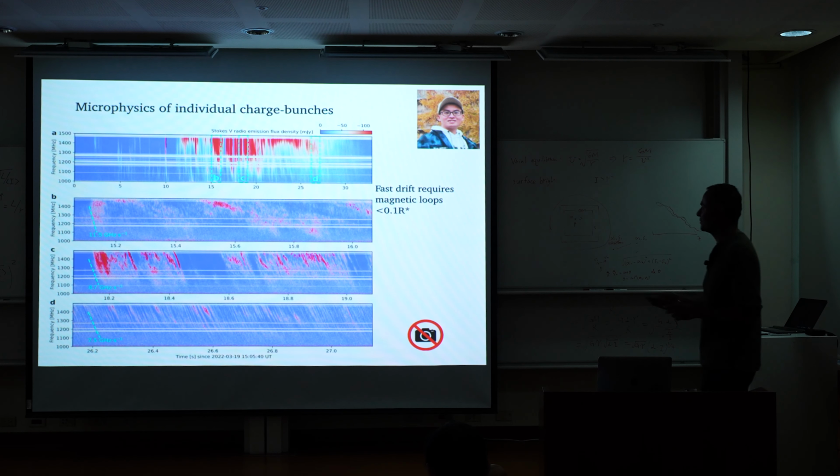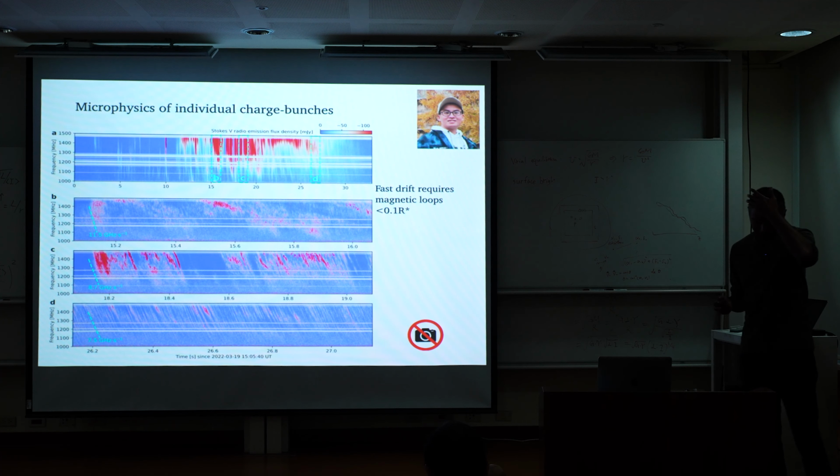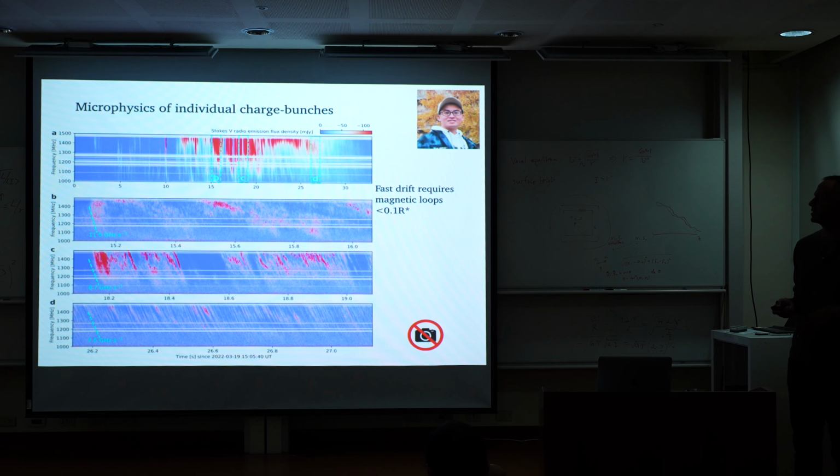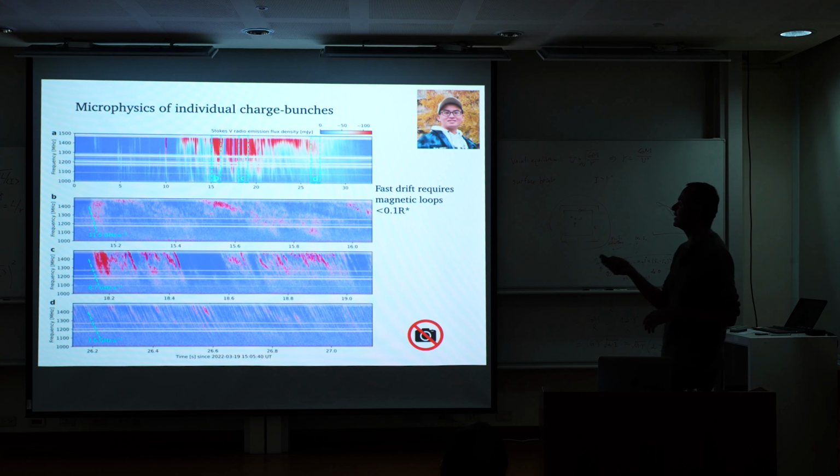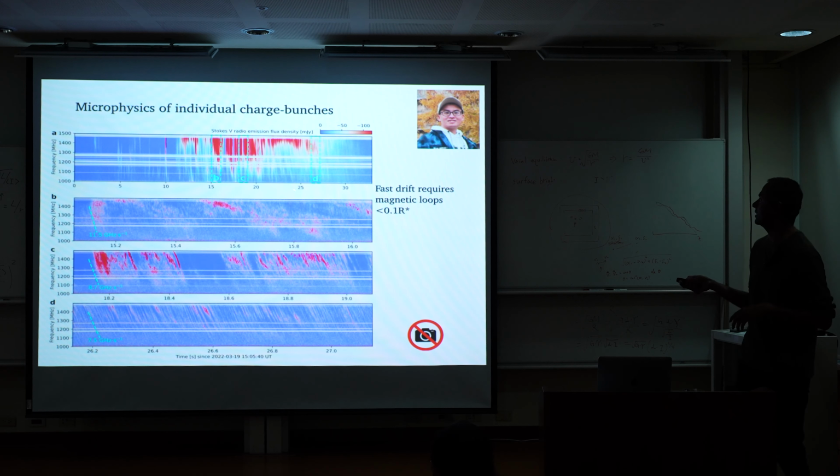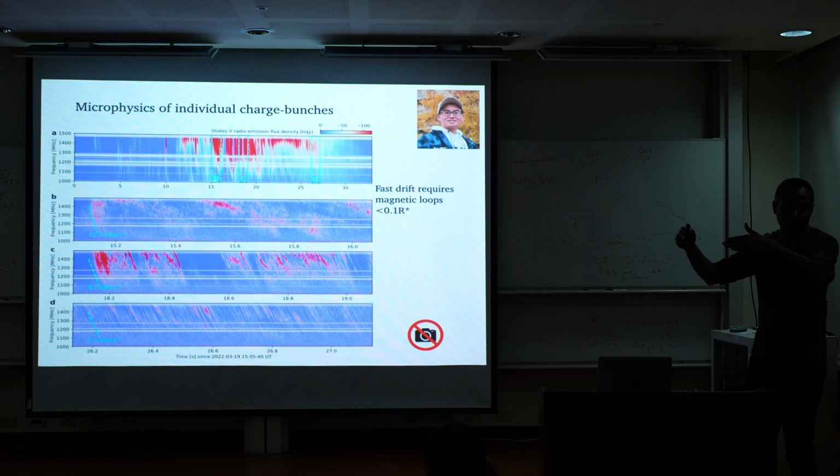Okay, this is work done by Asiaa, who's a Chinese scholarship student who's spending half of his PhD with us. This is again data on a single star, AD Leo, taken with the FAST telescope. What you're seeing here is Stokes V emission on different time scales. Notice the x-axis: as you go from above to below, you're zooming in more and more.